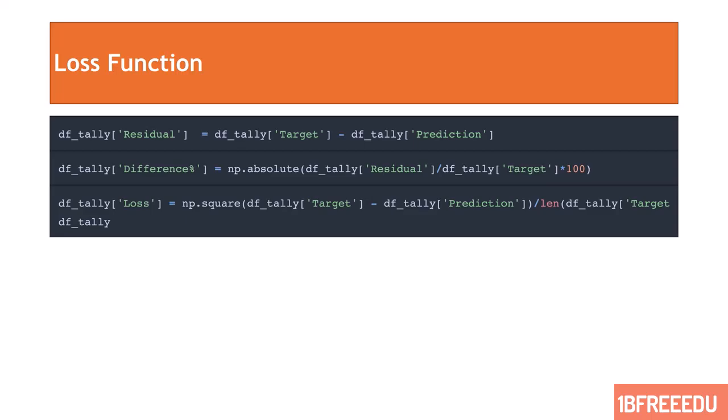NP dot square, taking the target from the data frame and subtracting the prediction from that particular target, dividing by the total number of observations, which is computed as the length of the data frame of the target column, and that should give us the total number of observations. And now let's see our tally.